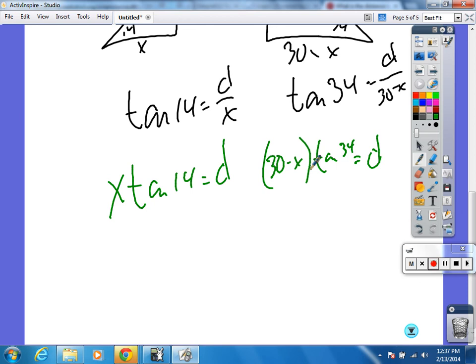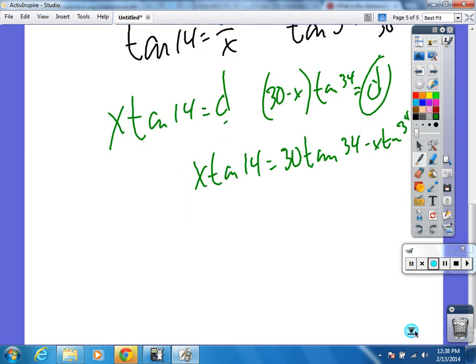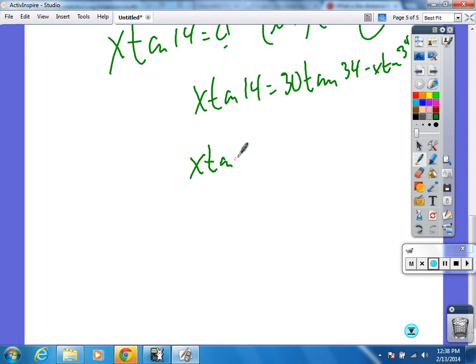Okay, so we distribute, or we could now use substitution because see how those D's are the same? So I know X tangent of 14 equals, I'm going to distribute, 30 tangent of 34 minus X tangent of 34. Is everybody okay there? I distributed the tangent of 34 into the 30 minus X. Now we want everything with an X on which side? Let's go to the left. I'm going to add him over. So I have X tangent of 14 plus X tangent of 34 equals 30 tangent of 34.